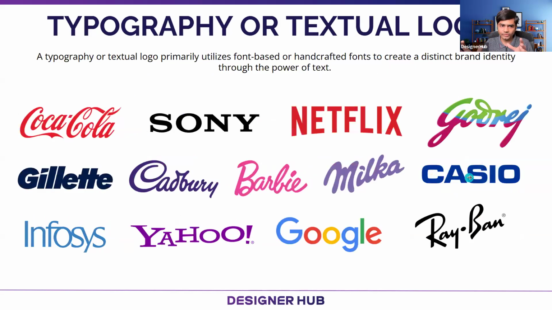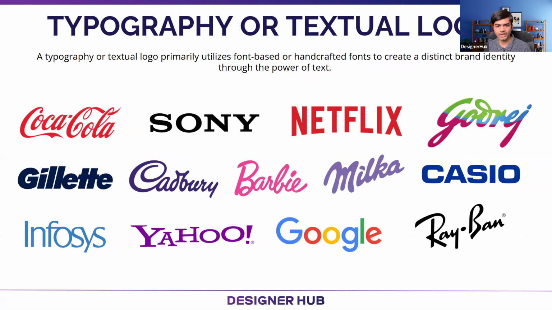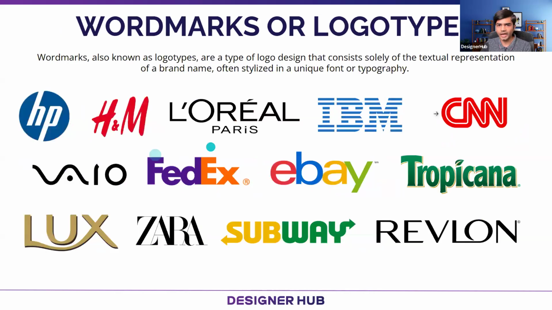Whereas typography primarily uses font-based or handcrafted fonts to create a distinct brand identity through the power of text. If you look at any of these, there's no additional element added, no extra arrows, no extra apostrophes, nothing extra done. It is purely handwritten fonts or the font itself just modified. They have not modified it too much. Maybe they have just changed the spacing between the letters, truncated it, expanded it, or tilted it, but they have not added any extra element to it. So that's the small difference between typography and word mark logotypes.